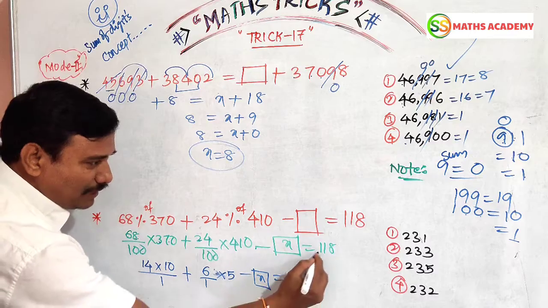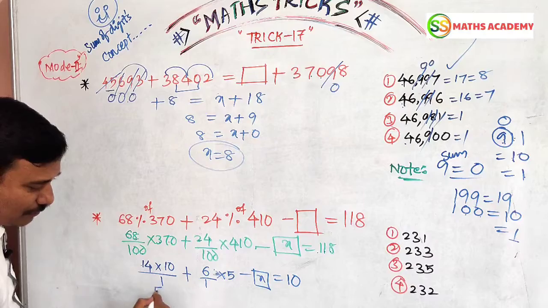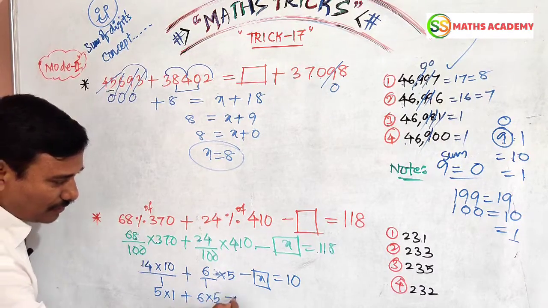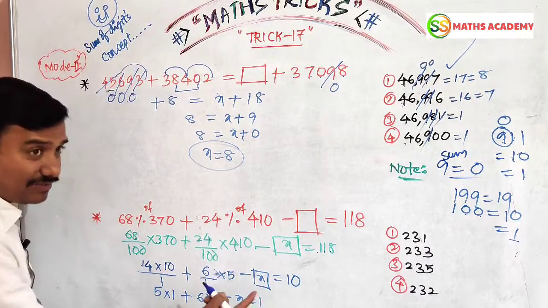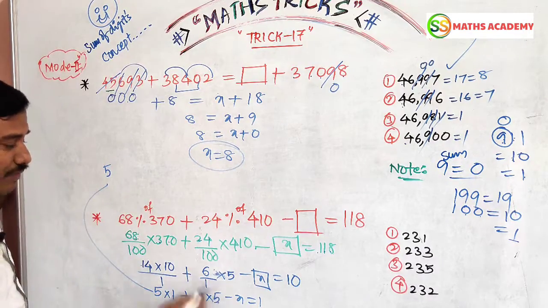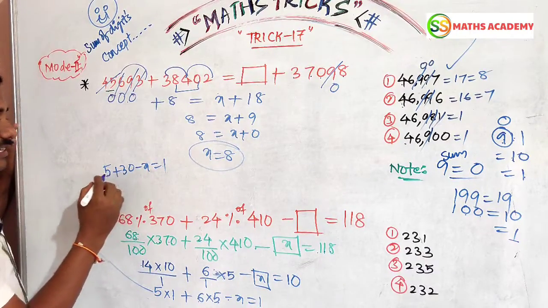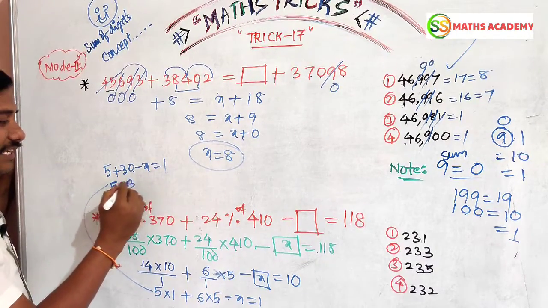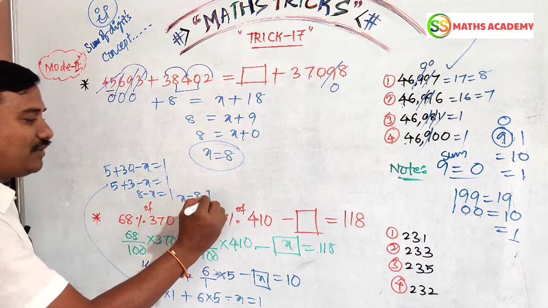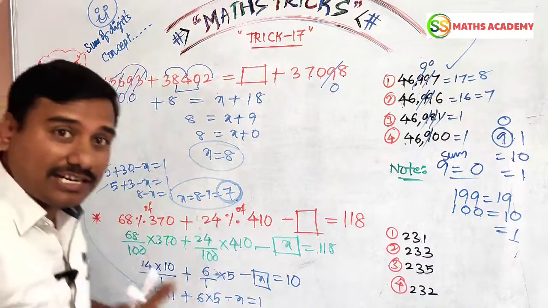Minus x. Here 1 plus 1 is 2, 2 plus 8 is 10. Next, 4 plus 1 is 5, here 1 plus 0 is 1. 6 into 5 minus x is equal to 1 plus 10, and 1 plus 10 means 1 plus 0, 1. 6 into 5 is 30, minus x is equal to 1. 30 means 3 plus 3, here 8. 8 minus x is equal to 1, so x equals 8 minus 1, that is equal to 7. Sum of the digits equals 7, your answer is going to be correct.